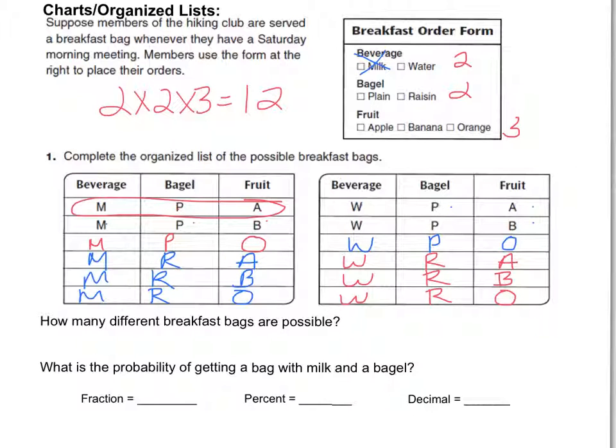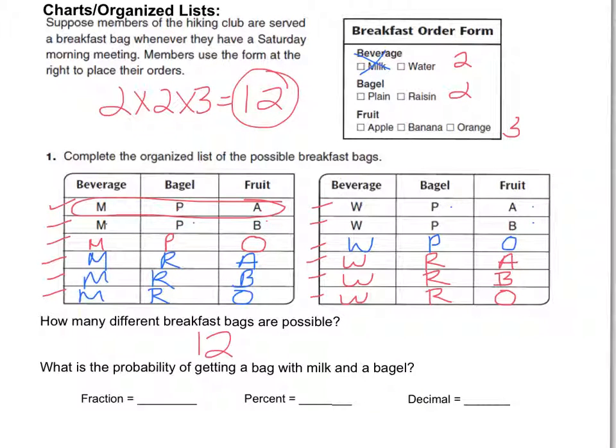So how many different breakfast bags again? We counted up here, there's 12, because we can look at 1, 2, 3, 4, 5, 6 on this side with the milk, and an additional 6 over here with the water. So there are 12 different bags possible.